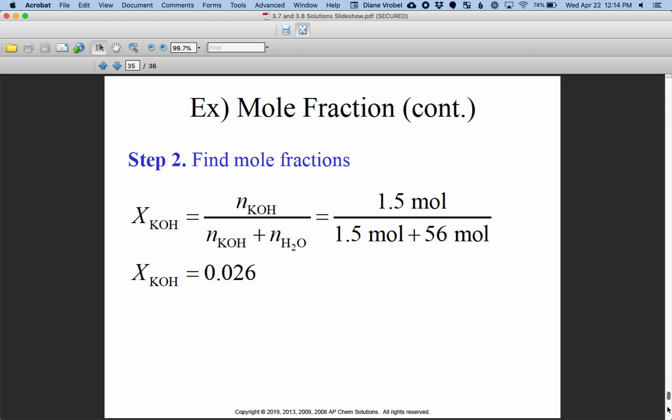Notice they originally told you 1.5, and for your denominator you want to add those 2 moles up to give you the total, and then just solve for the mole fraction. Now, if you need to figure out the other mole fraction, notice that they took 1 and subtracted the KOH fraction to give them the mole fraction of water. So together, KOH and water should equal 1.